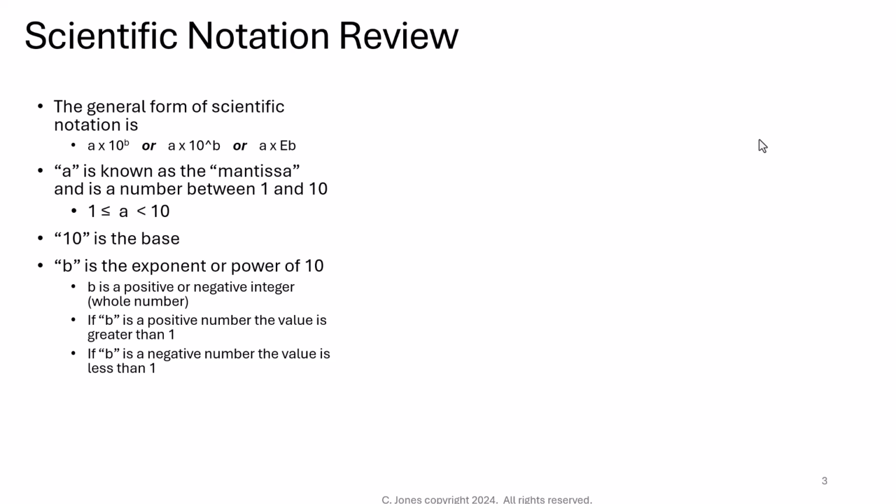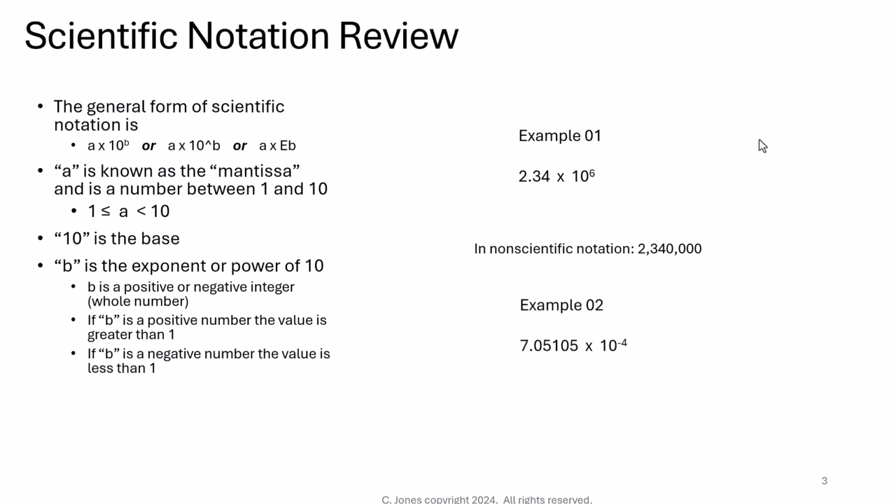Let's make sure that we can identify each part of this format. So if we have 2.34 times 10 to the 6th, right? 2.34 is our mantissa, that's our A. 10 is our base. And 6 is our power of 10, the B. Okay? In non-scientific notation, this would be 2,340,000, right? So it takes less space. It's easier to write out something in scientific notation than to write it out fully.